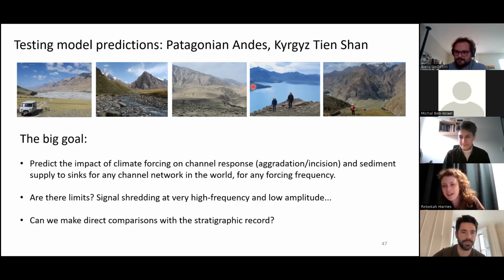Great. Okay, so we have another question from Alec. He says, how might glacial forcings and paraglacial response of proglacial melt and sediment exhaustion fit into this picture?